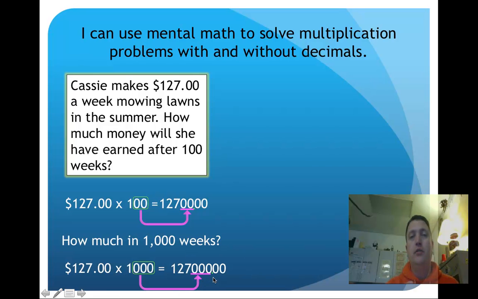Okay, so that's all we do when we multiply. We put the zeros at the end. If there's 1 zero at the end of the number, we put 1 zero. 2 zeros, 2 zeros. 3 zeros, 3. If there are 4 zeros, we'd put 4 zeros at the end if we were multiplying times 10,000. Okay, so you should have $127,000.